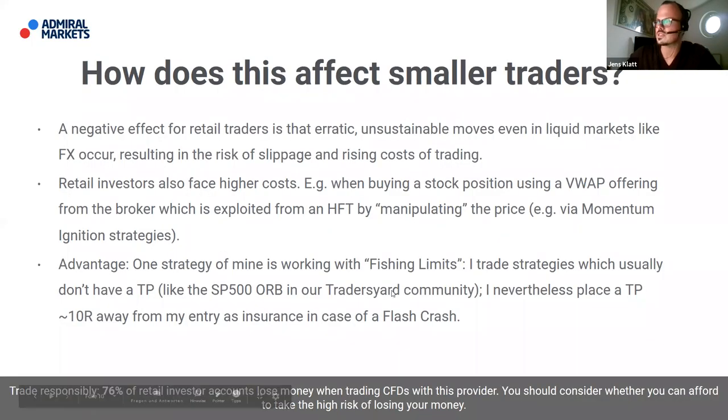Because what I do is work with something we call a fishing limit. I have a fixed stop loss for my position, but knowing about HFTs and the potential that sometimes there is an algo playing wild and a huge sell-off is happening, you naturally want to profit from it to some extent. So I place a fishing limit nearly 10 R away from the entry price, which means once such a flash crash happens, I can exit the market on such a move, for example once the market spikes aggressively lower, or also on the upside.